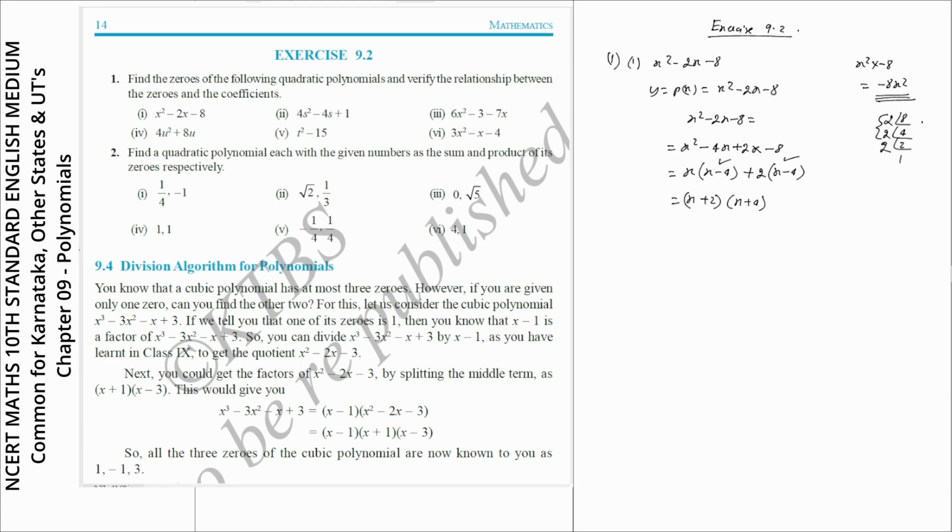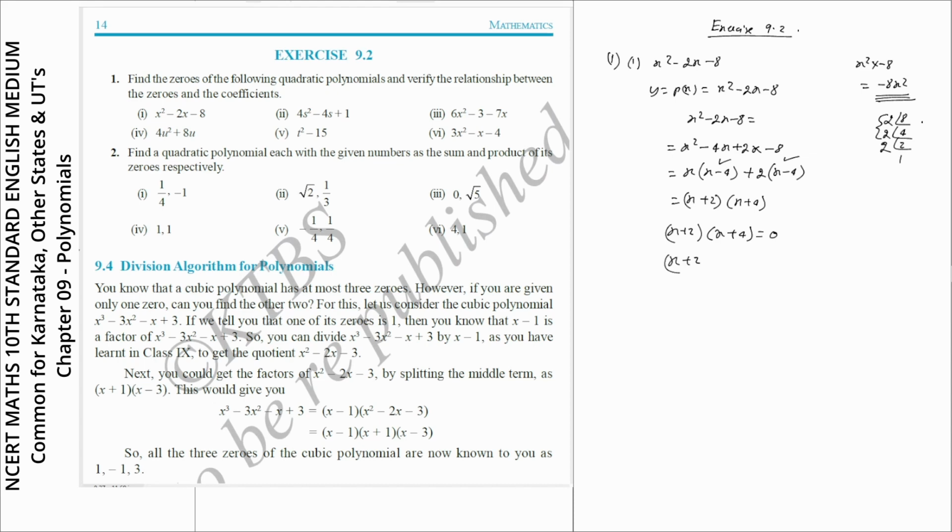Now to find the roots, to find the zeros, I should equate this to 0. So x plus 2 into x minus 4 is equal to 0. Why should I equate to 0? Zeros are nothing but the values of x for which y is equal to 0. That's why I'll equate this to 0.